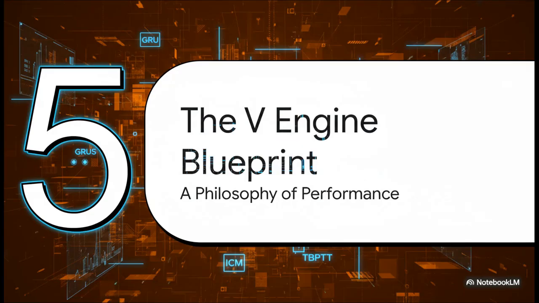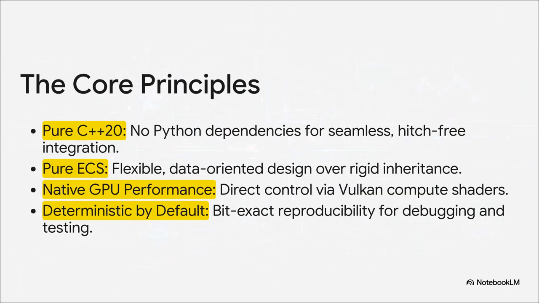Okay, so finally, let's zoom out a bit. All of these individual technologies, the GRUs, the ICM, TBPTT, they're all possible because of a core foundational philosophy, a blueprint for how to build these kinds of high-performance AI systems. And these are the 4 pillars of that philosophy. You've got pure C++ for raw speed, a pure entity component system, or ECS architecture, for super flexible, data-oriented design, native GPU performance through Vulkan for all that horsepower, and finally, being deterministic by default, which means you get bit-exact reproducible results, which is a lifesaver for debugging and research.